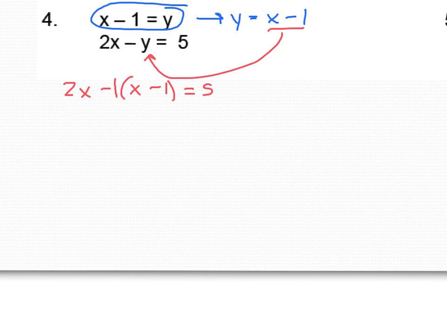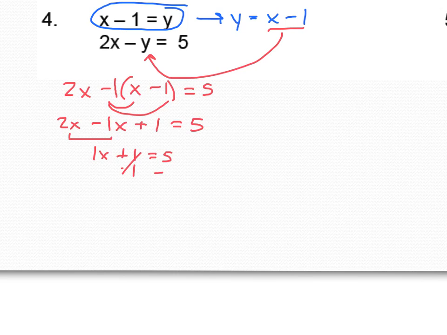That's going to help us out because now I'm going to have to distribute. Notice that there's a lot of distributing going on here. So I get 2x. Negative 1 times x is negative 1x. Negative 1 times negative 1 is plus 1. That's going to equal 5. Then I have 2x minus 1x, which gives me 1x, plus 1 equals 5. 1x I can just write as x, so I subtract the 1, and I get x equals 4.